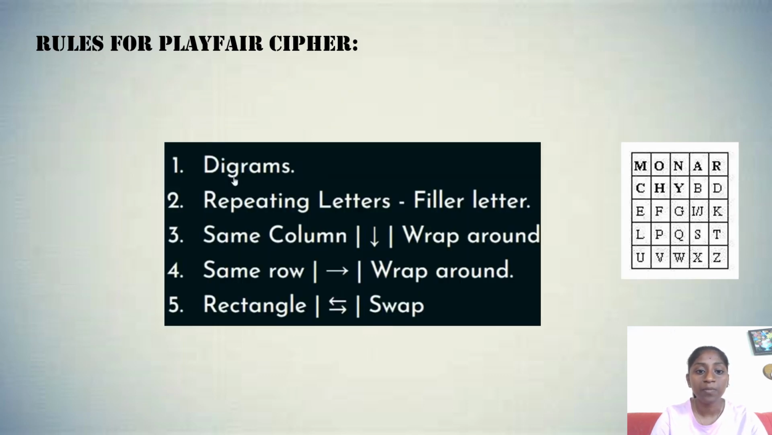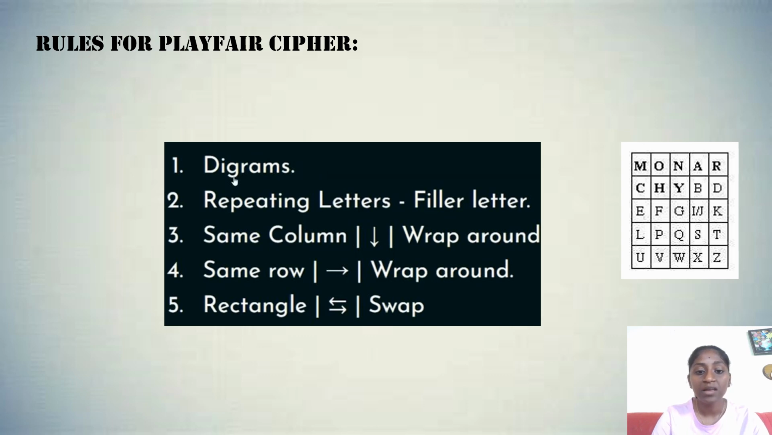Rules for the Playfair cipher. Here are 5 rules which we need to follow while solving the Playfair cipher. First rule is that we need to draw the 5 by 5 matrix diagram. Then whenever the letters are repeated in the same pair, like L, L or A, A, we have to use a filler letter. The filler letter is nothing but the X. When the letters are present in the same column, then we have to follow the rule called wraparound. When the letters are present in the same row, even then we have to use wraparound.